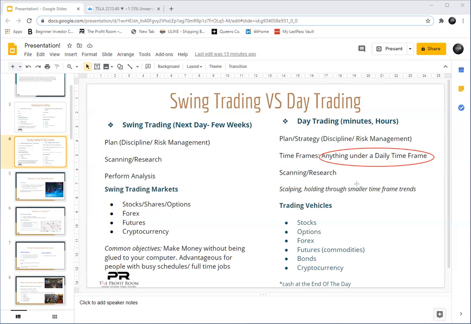You also need to be able to scan and research and find the trades that are liquid enough for you to make money within that day. And there are different methods. Scalping. Now, what we do over at the Profit Room, I don't consider myself a scalper. We used to scalp way in the past, but more so now we're looking for bigger movements, $1, $1.50, maybe $2 per share in a given day.